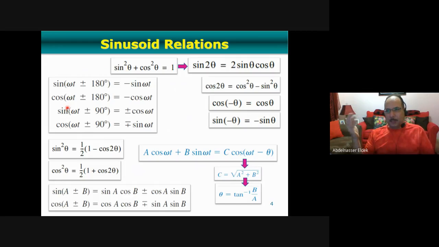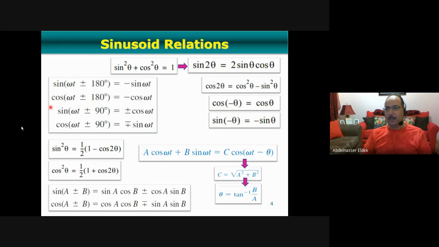These are some relations, just to remind you, of the sine and cosine. For example, sine squared plus cosine squared is 1, and sine 2 theta equals 2 sine cosine. Cosine 2 theta, for example, is cosine squared minus sine squared. Cosine of negative theta equals cosine of positive theta, and sine of negative theta is negative sine theta. If you add positive or negative 180 degrees, for sine and cosine you add a negative sign outside.